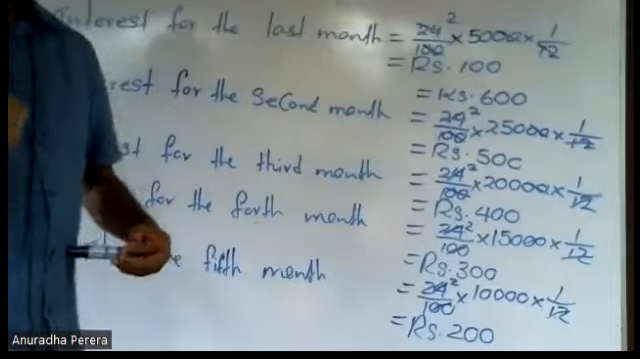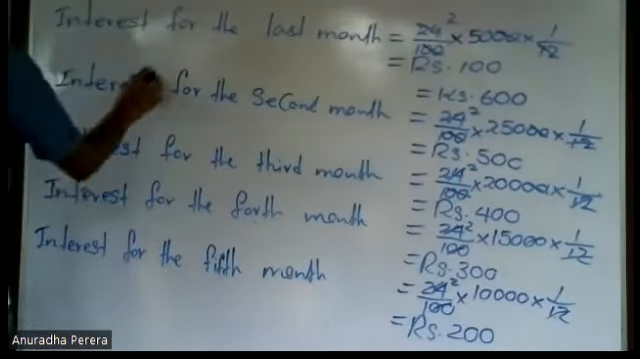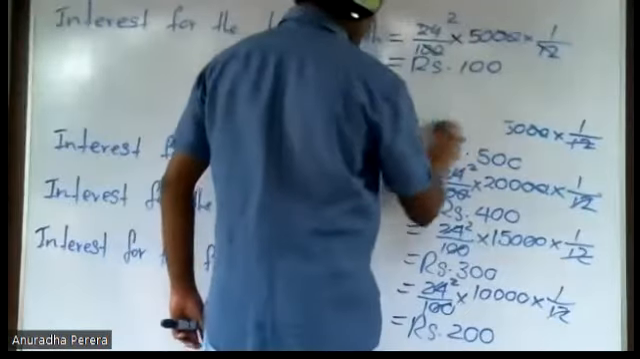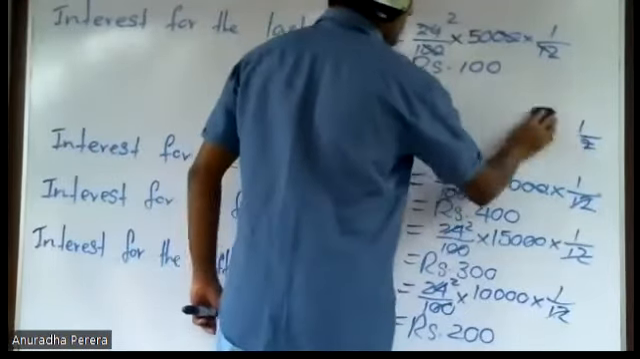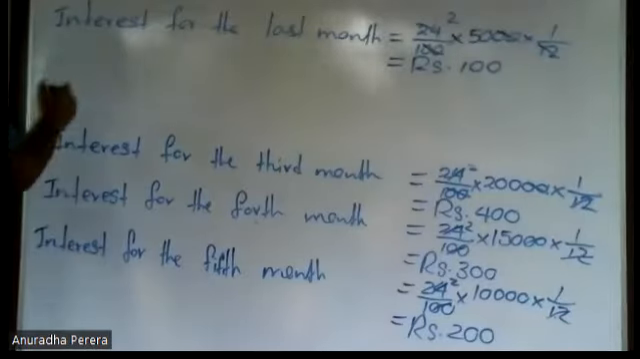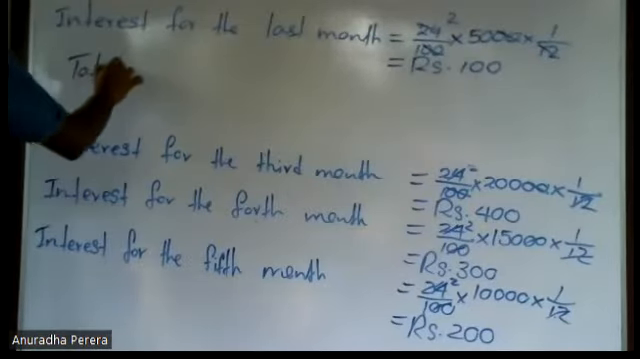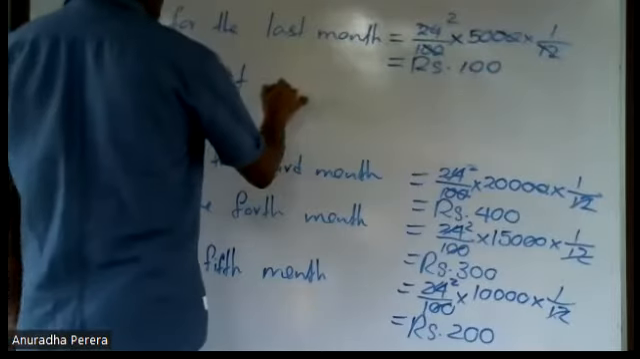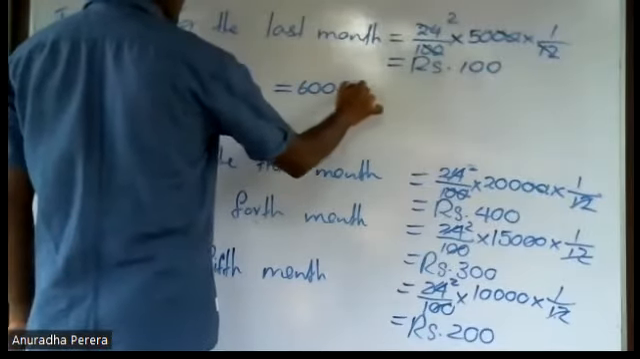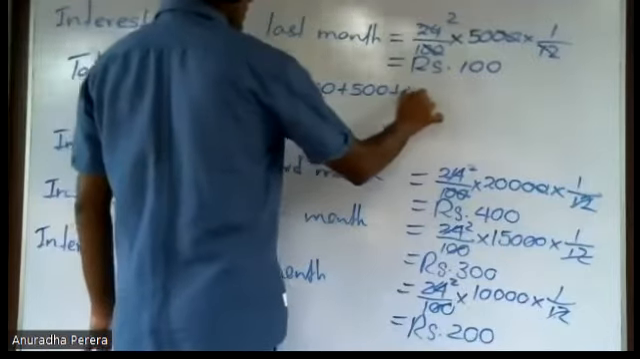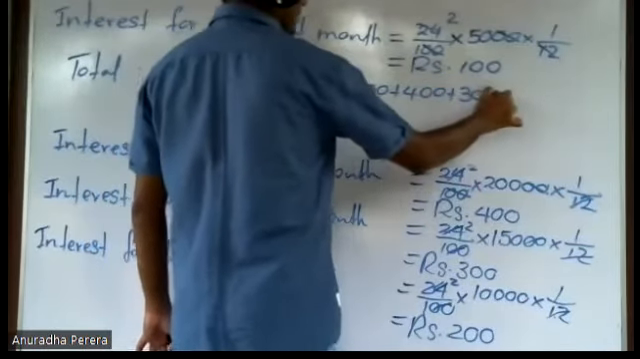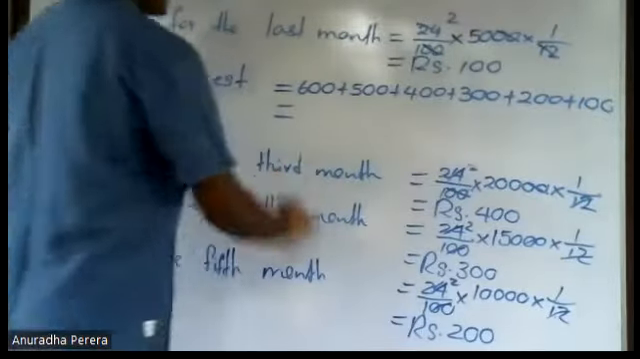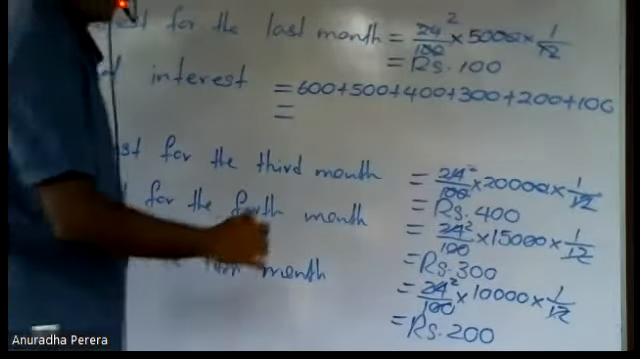Now find the total interest. Separately, you can add the interest. The total interest is 600 plus 500, 400, 300, 200, finally 100. The total interest is 2,100.